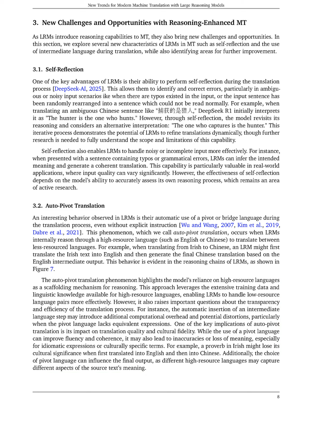Section Summary. In this section, we discuss the advancements in document-level translation and multimodal reasoning in machine translation (MT) systems, highlighting how reasoning-enhanced models (LRMs) improve consistency, coherence, and contextual understanding compared to traditional models. We also explore new challenges such as self-reflection and auto-pivot translation, which allow LRMs to dynamically refine translations and utilize high-resource languages as intermediaries, though these methods may introduce complexities and potential inaccuracies.